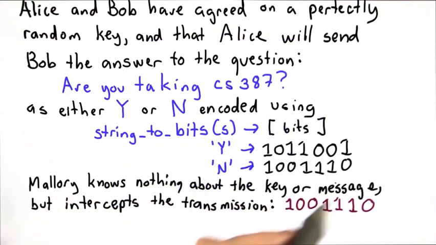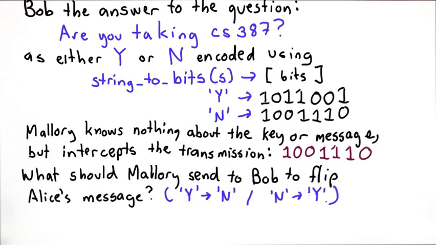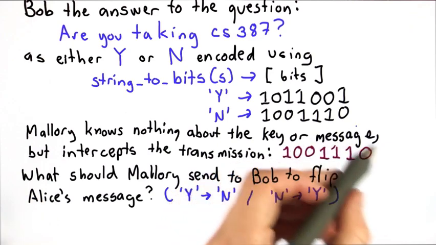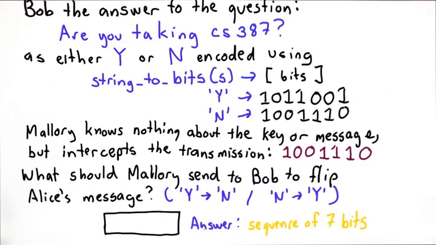1001110. Mallory knows nothing about the key or the message, but she intercepts the transmission between Alice and Bob and intercepts this sequence of bits. And Mallory wants to cause trouble between Alice and Bob, so she wants to make Bob hear the opposite of what Alice said. So if Alice sent a Y, Mallory wants Bob to hear an N. If Alice sent an N, Mallory wants Bob to hear a Y. So what should Mallory send instead of the original message that she intercepted? And your answer should be in the form of 7 bits, each of which is a 0 or 1.